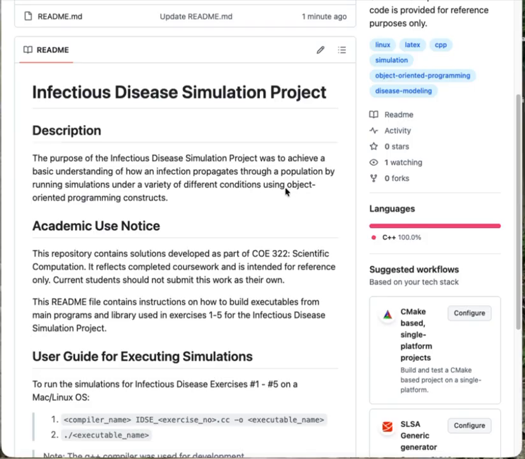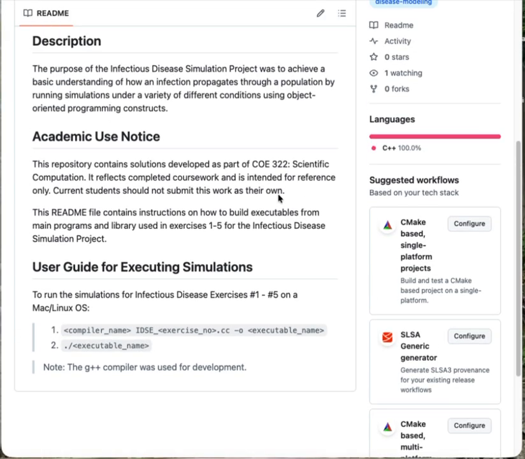With the GitHub repository cloned locally on my Mac machine, I'll go ahead and run through the development and execution of the simulations in real time and provide a summary of the important findings.